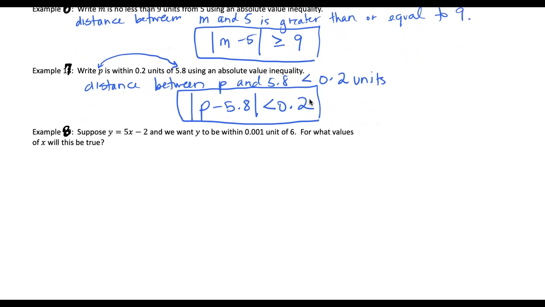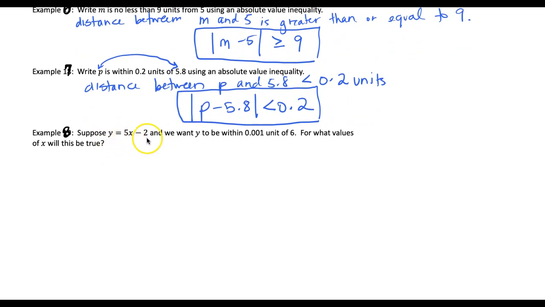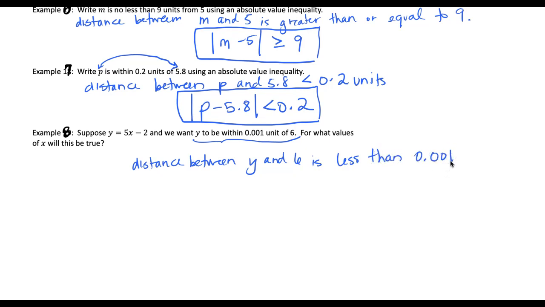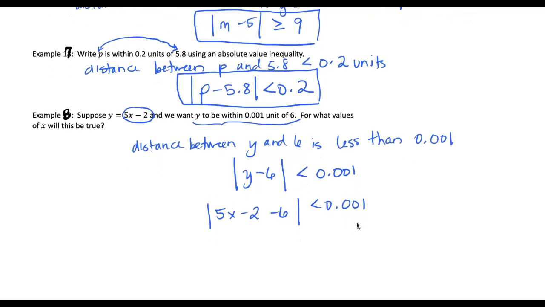And now our last example, example 8. Suppose that y is equal to 5x minus 2, and we want y to be within 0.001, so 1,000th of a unit of 6. So let's rewrite this in our words. Our distance between y and 6 is less than 0.001, 1,000th. So again, our distance between y and 6 is the subtraction, that's how we find their distance, and then forcing it to be positive is our absolute value, less than 0.001, 1,000th. And then I'm going to go one more step before we solve this. I'm going to replace y with what they told us, y is 5x minus 2. And then I'm going to start to simplify and solve.